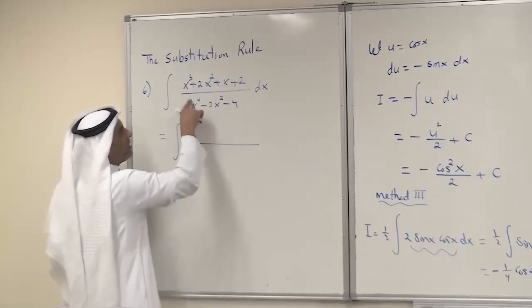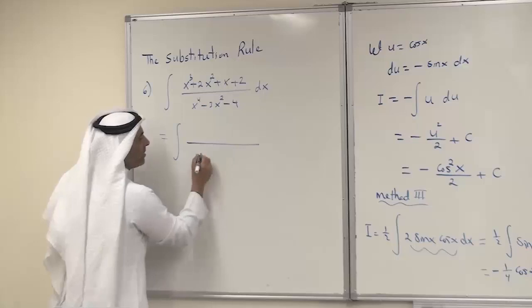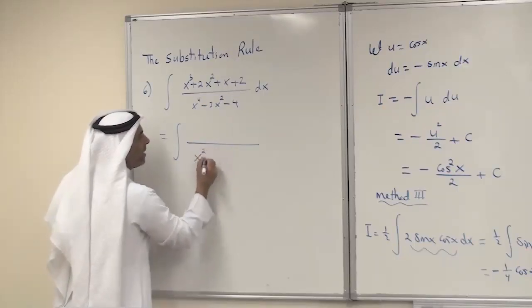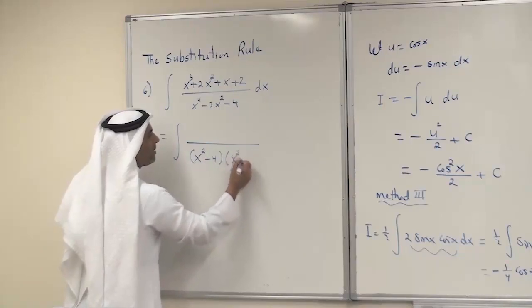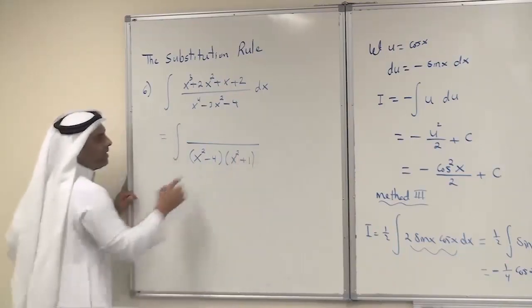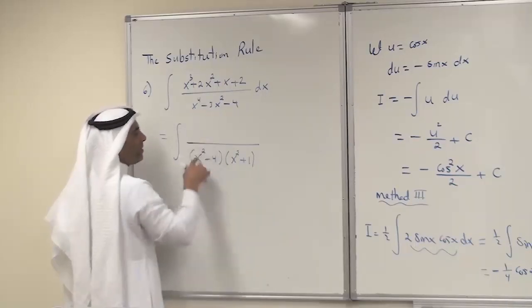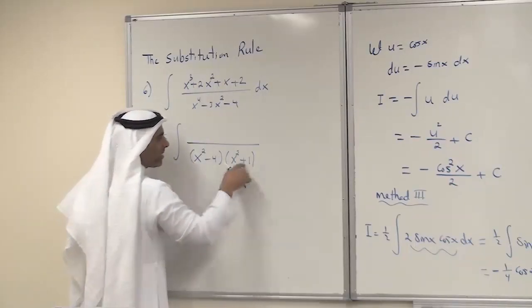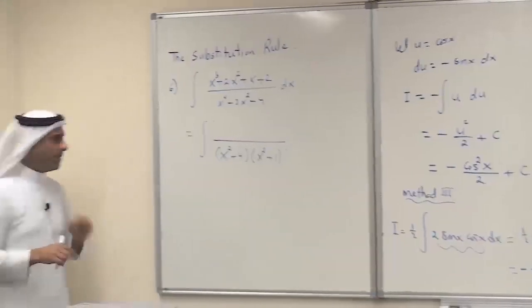So what do we have here? x to the 4 minus 3x squared minus 4. This can be factored into x squared minus 4 times x squared plus 1. We have 1 times minus 4 is minus 4, x squared times x squared is x to the 4, and I have x squared minus 4x squared, that is minus 3x squared. That is one thing here.